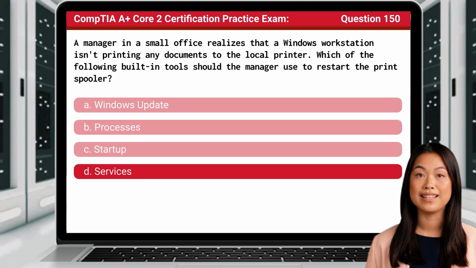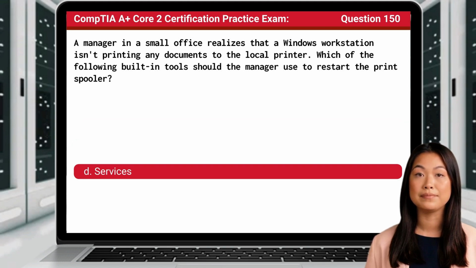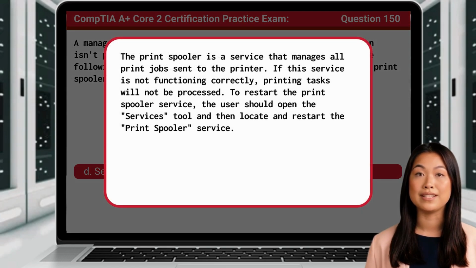The answer is D. Services. The print spooler is a service that manages all print jobs sent to the printer. If this service is not functioning correctly, printing tasks will not be processed. To restart the print spooler service, the user should open the Services tool and then locate and restart the print spooler service.